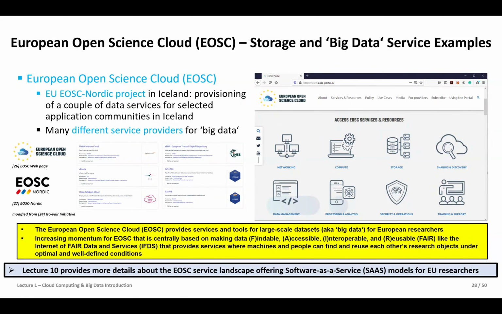Open Telecom Cloud is an industry example. You see here B2Stage and B2Safe are 2 services operated under the European data infrastructure EUDAT and developed there, but now also operated by CSC. There are different type of services that you need for this data. And we will talk about this much more when we come to lecture 10, right? So there are different aspects, but you know them from your daily life.